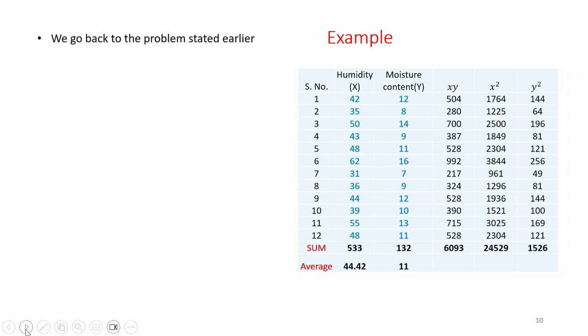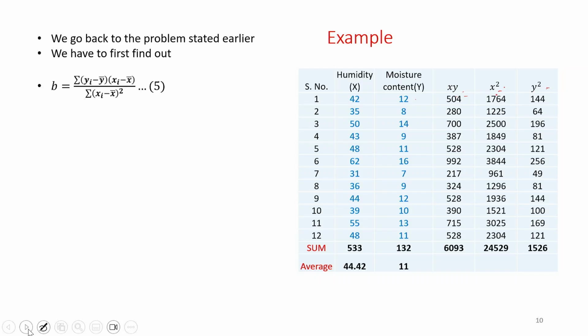Now we go back to the original example of that humidity versus moisture content. In that example, these two values are given, humidity and moisture content. We need to add 3 more columns: one is xy, another one x square, and the third one is y square. So we start with 2 columns, these are the serial numbers, and we add 3 more columns, xy, x square, y square.